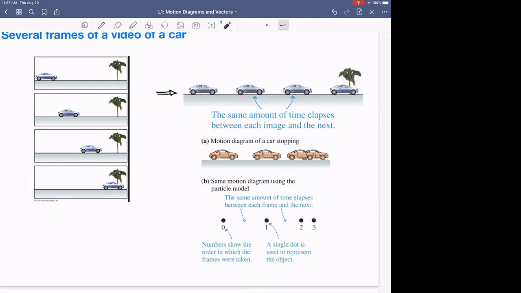Now, the fact that we're talking about a car is kind of immaterial, so you might as well represent the object by a bunch of dots. And this would be a motion diagram of an object which is in some sense slowing down. So by just looking at these pictures, you can gain that information.